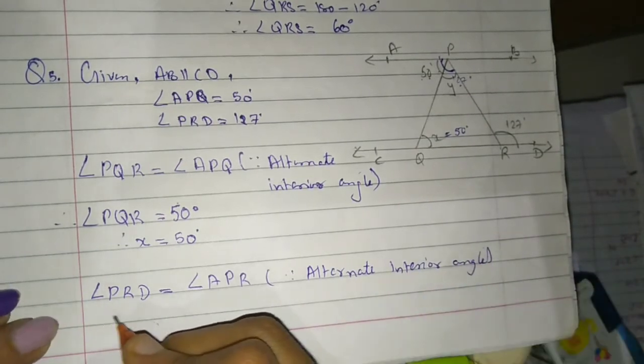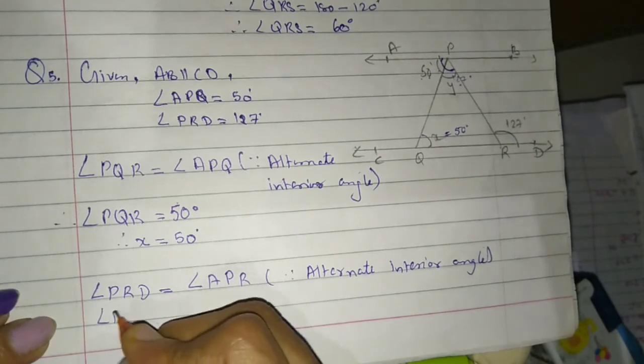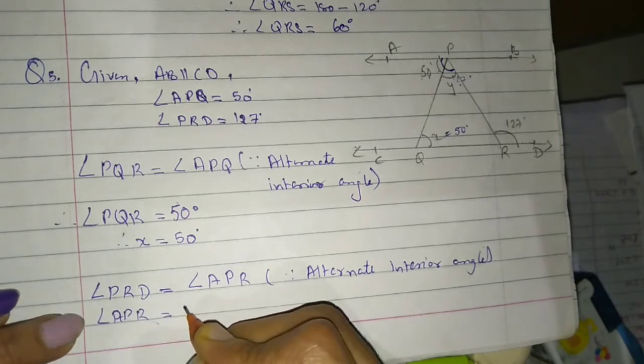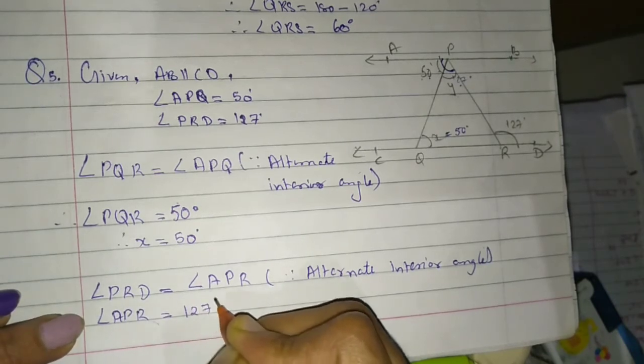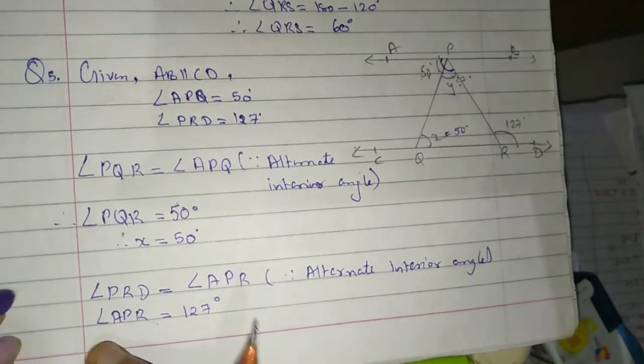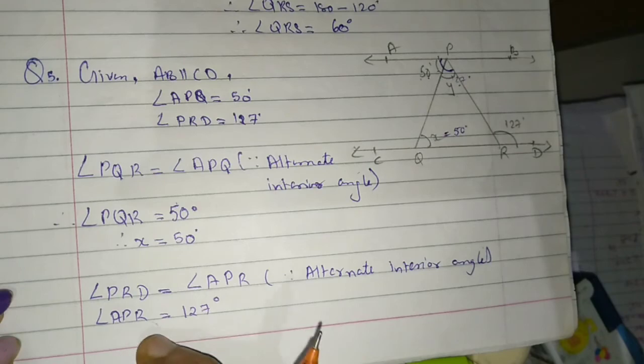Now if it is equal, so angle PAPR is equal to 127 degrees. Okay, this is how I have written it over here. So angle APR is equal to 127. Now we have to add this angle.